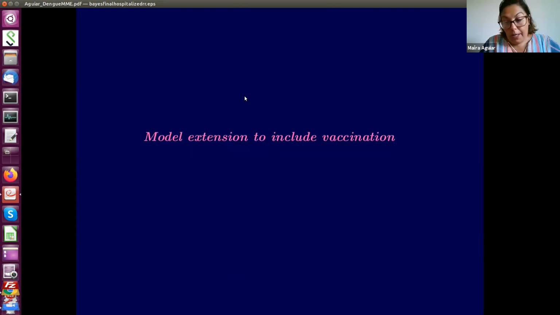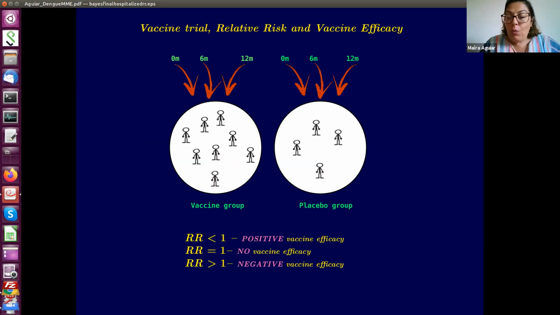Okay, and remember that till the end of 2015 there was no vaccine, but then in 2016 there was a vaccine, and we want to understand what happened with this vaccine. And for the vaccine, we can also model the test, so the trial of a vaccine. And here I introduce more epidemiological terms, such as vaccine trial, relative risk of a vaccine, and vaccine efficacy. So what is a vaccine trial?